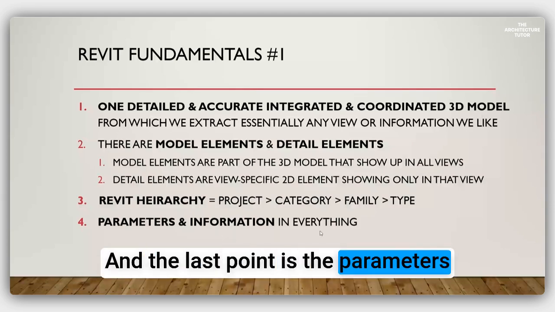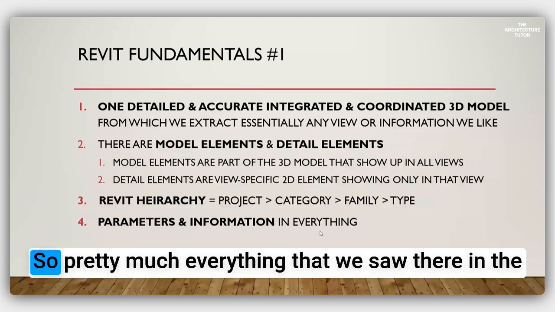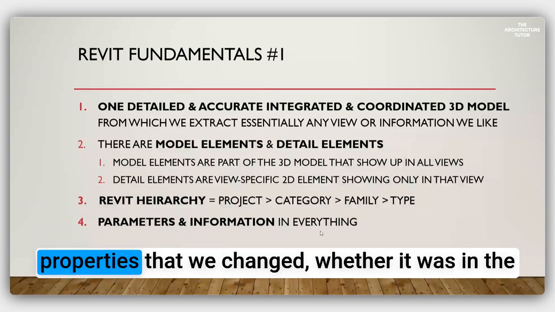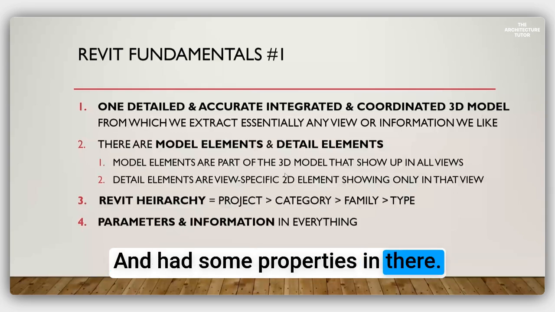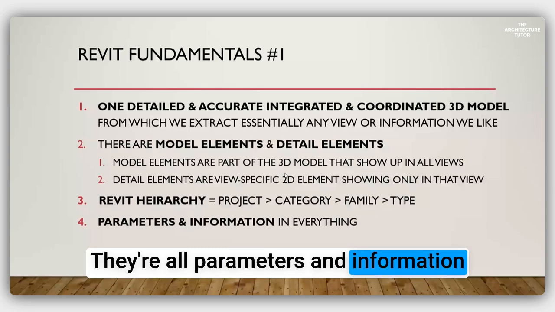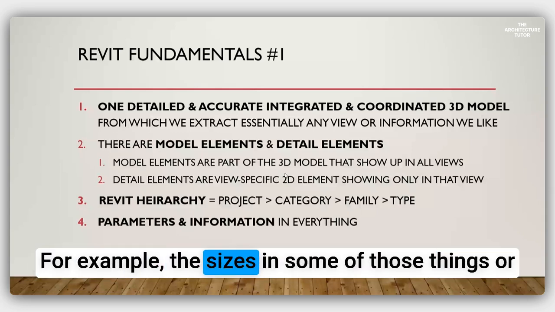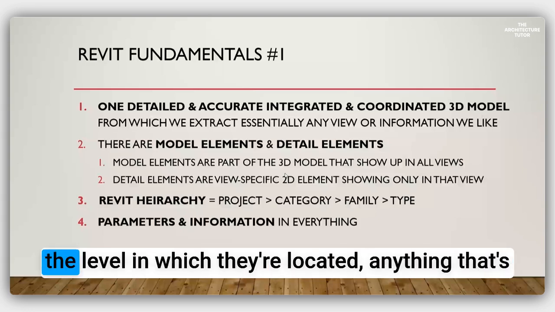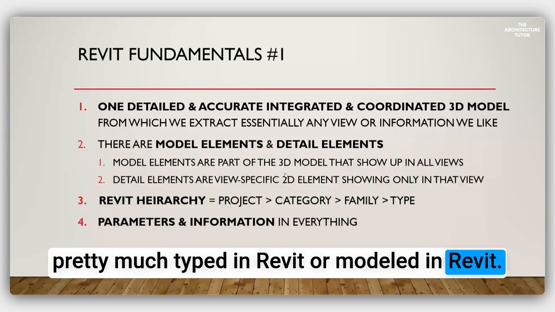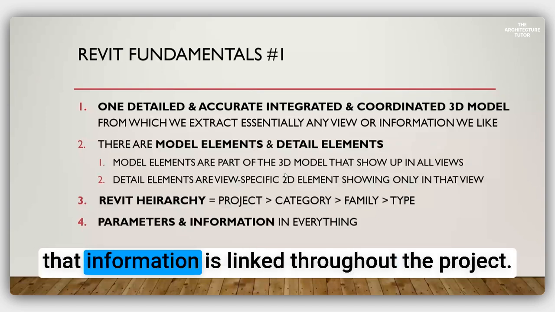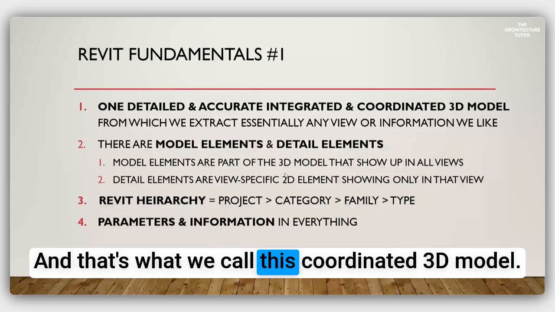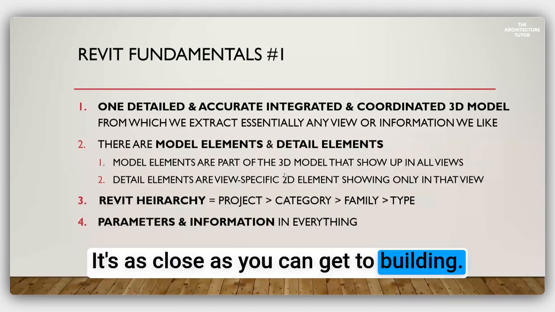The last point is the parameters and information in everything. Pretty much everything that we saw in the properties that we changed, whether it was in the instance properties or after we clicked Edit Type and had some properties in there, they're all parameters and information that we can then draw out. For example, the sizes of some of those things or the level in which they're located. Anything that's typed in Revit or modeled in Revit has within it this inherent information. And that information is linked throughout the project. That's what we call this coordinated 3D model. It's as close as you can get to building.